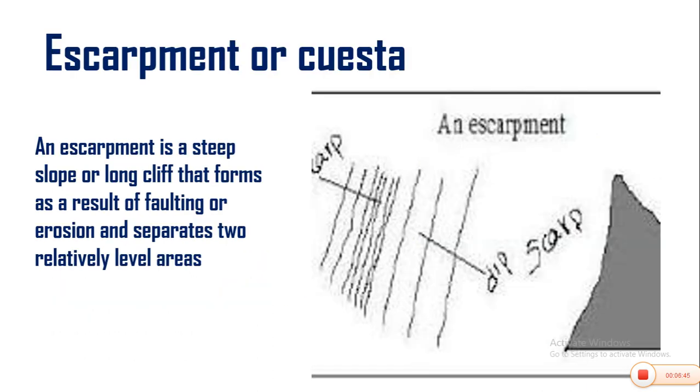Escarpment or cuesta. An escarpment is a steep slope or long cliff that forms as a result of faulting or erosion and separates two relatively high areas. This is how an escarpment is represented on a topographic map. Naturally, this is how an escarpment appears. Now, when the lines are together, it means that the escarpment is less steep. And when the lines are far apart, like what we see here, it means that the escarpment is very sharp, just like what we are seeing at this end. This is the fault. It's very sharp. That is how it is represented here.